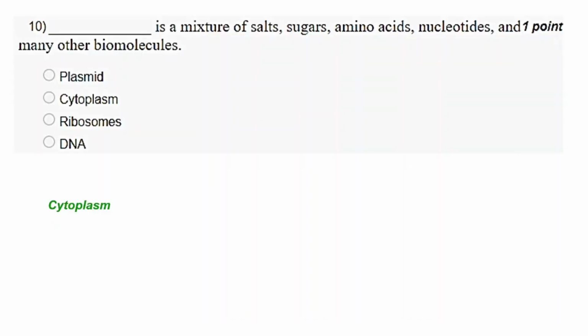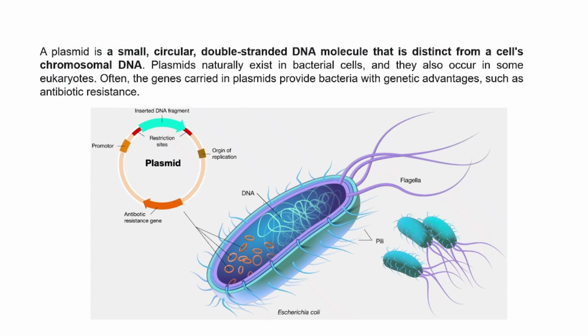So what is a plasmid? It cannot be a mixture of salts and sugars. Plasmid is basically DNA. It's just not genomic DNA, but it is DNA. A plasmid is a small circular double-stranded DNA molecule that is distinct from a cell's chromosomal DNA. So this is a bacterial cell, this is the chromosomal DNA, and these are plasmids. These are also nucleic acids, DNA, but not genomic DNA, and they naturally exist in bacterial cells. They also occur in some eukaryotes, and as I said in another question, these carry antibiotic resistance genes that provide bacteria with genetic advantages such as antibiotic resistance.